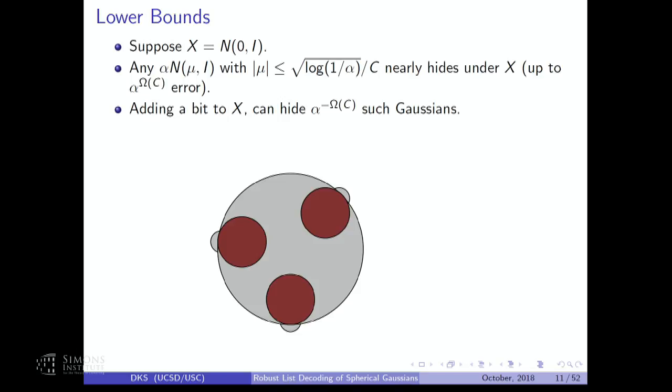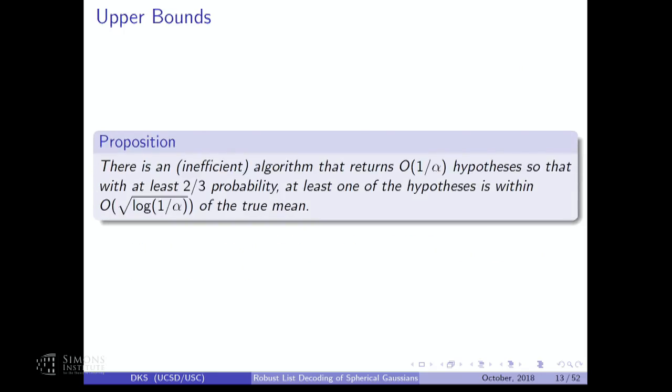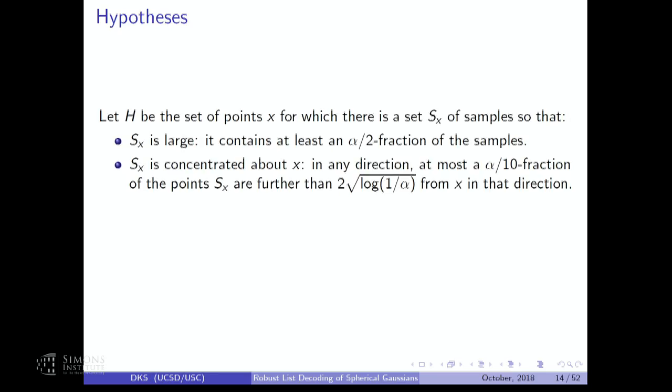Anyway, so this is what we can't do, but it turns out that at least up to issues of computational efficiency, this is roughly tight. So there is an inefficient algorithm, at least, that returns only O of 1 over alpha many hypotheses, such that with probability at least 2/3, you're guaranteed that at least one of these hypotheses is within O of root log 1 over alpha of the true mean.